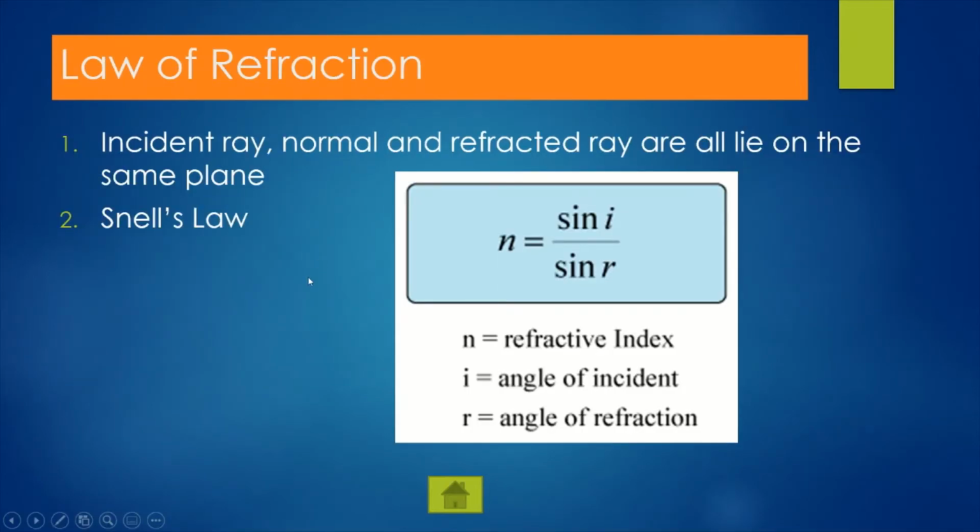All right. So Snell's law says that refractive index equals sine i over sine r. In fact, Snell's law is the second statement of the law of refraction. Remember, for the law of refraction there are two statements. The first statement says the incident ray, the normal, and the refracted ray all lie on the same plane. The second statement is actually Snell's law, that is, refractive index equals sine i over sine r.